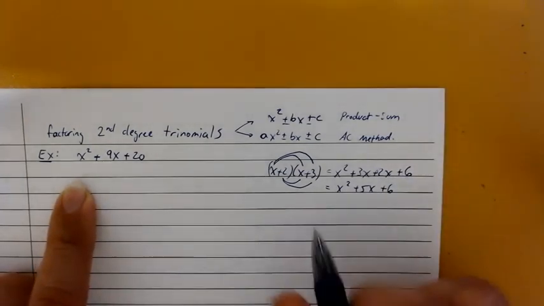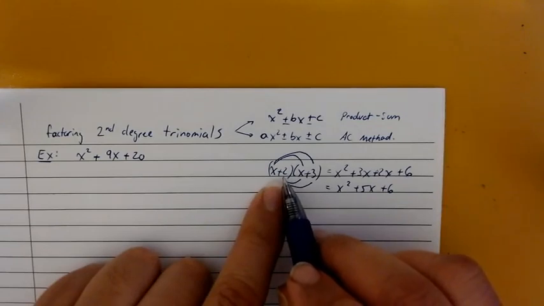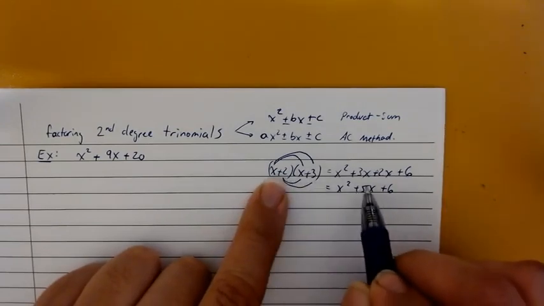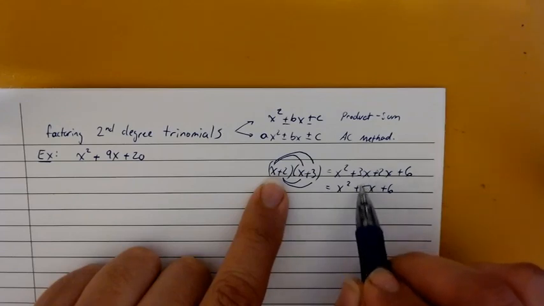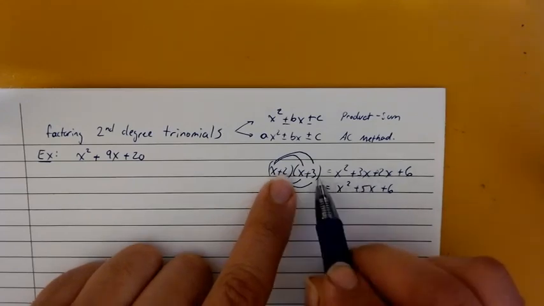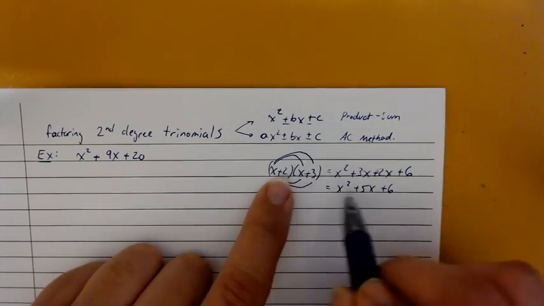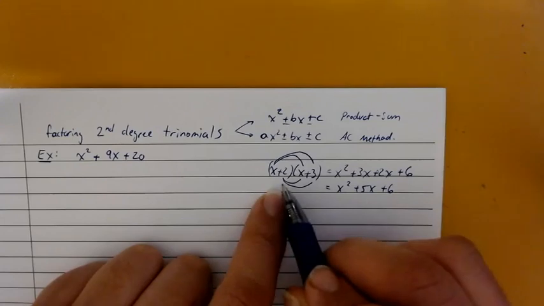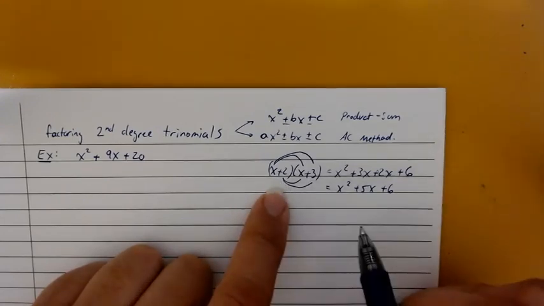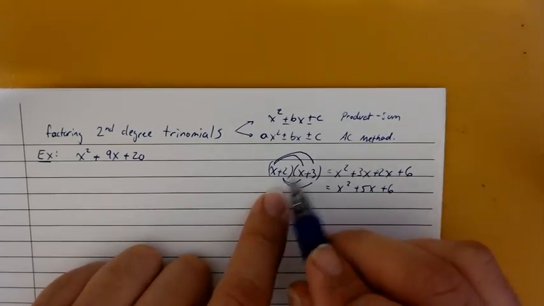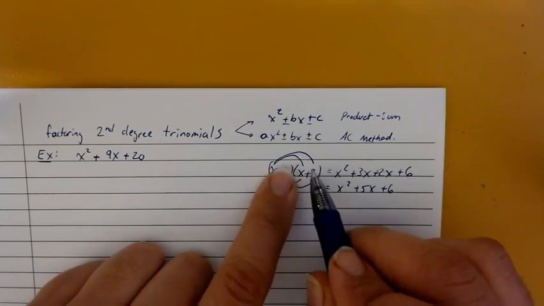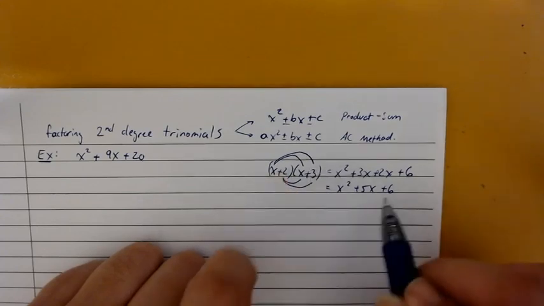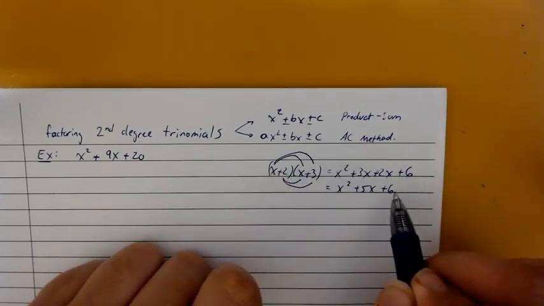Notice that those two numbers, the 2 and the 3 right here, if you add them together, it gives you this number in the middle. Because, of course, that's how we got that number in the middle. 3x plus 2x. Those same two numbers, when you multiply them, give you this number on the end. Because, of course, that's how we get that number. 2 times 3 gives us 6. So when we multiply things out, adding these two numbers gives us this term in the middle. Multiplying these two numbers gives us this term on the end.